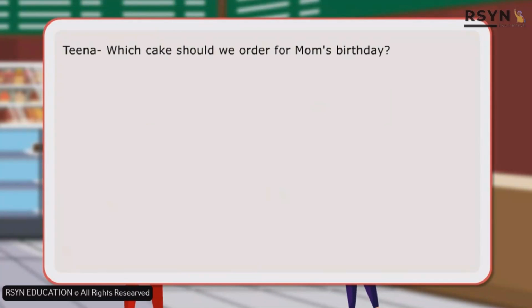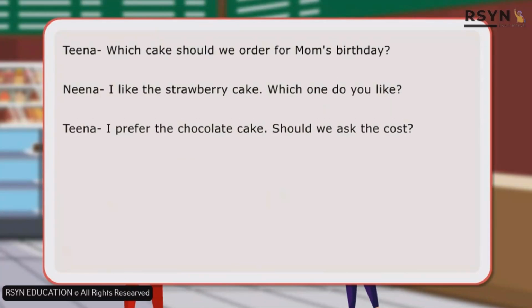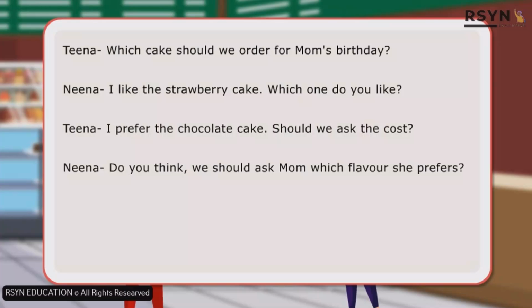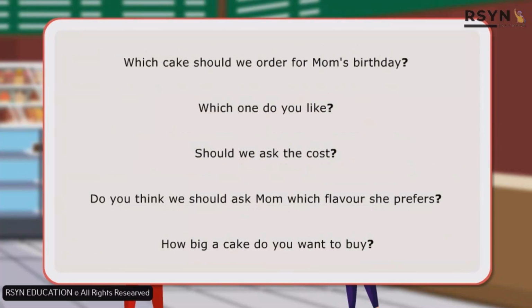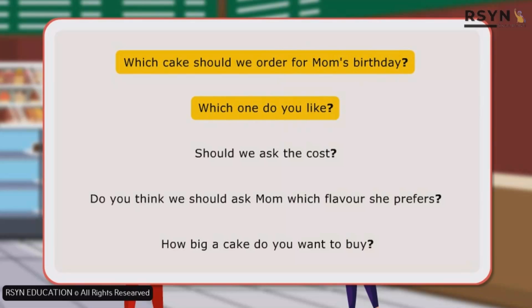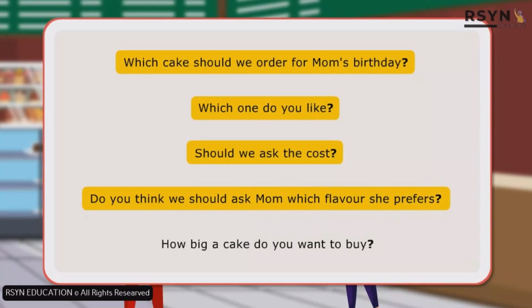In the dialogues, the girls have used sentences which ask questions and end in a question mark. Here are some examples of sentences with question marks. Which cake should we order for Mom's birthday? Which one do you like? Should we ask the cost? Do you think we should ask Mom which flavor she prefers? How big a cake do you want to buy?